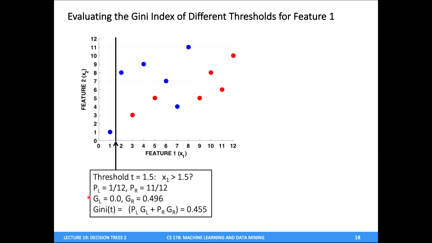And if I plug into the Gini index formula for the right, I'll get 0.496. If I take the weighted average of these two numbers using PL and PR, I'll get this value down here, 0.455. So I encourage you to step through the math of how I get these numbers on your own, but you'll have to trust me that this is the actual Gini index of this split. So are there any questions on how I computed this value? Because what we're going to do now is just recurse.